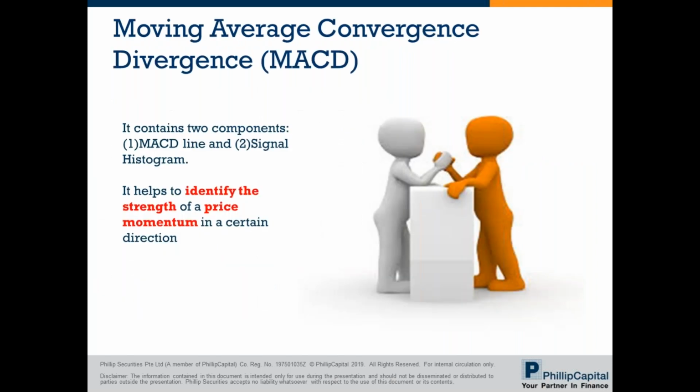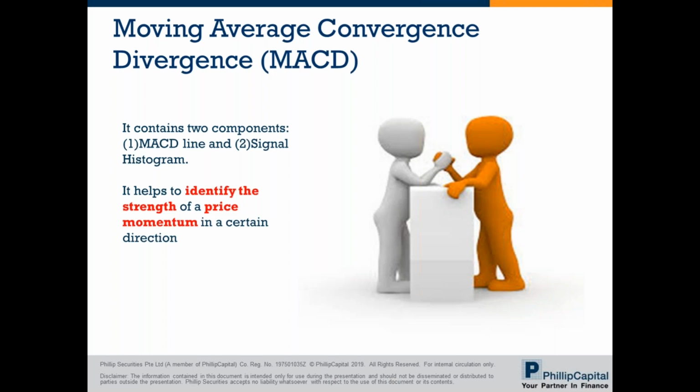Okay, now moving on to the MACD. So the full name of MACD is Moving Average Convergence Divergence. Now there are two components with this indicator. There is the MACD line and there is the signal histogram. So what it does is that it helps you to identify the strength of a price momentum in a certain direction. So I liken this indicator to an arm wrestling match, right?